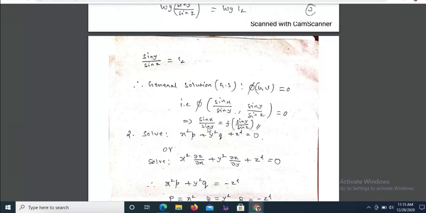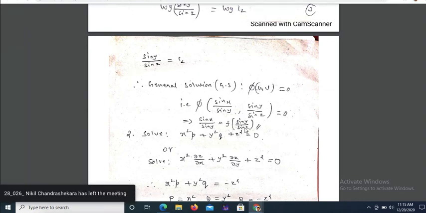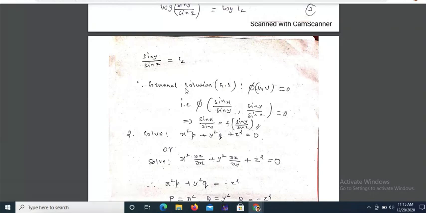So that can be written as sin x by sin y equals f of sin y by sin z. Here f and phi are functions. F is arbitrary. Arbitrary function means any type of function you can keep like that. So sin x by sin y is equal to f of sin y by sin z. This is how we can solve the partial differential equation in this form.